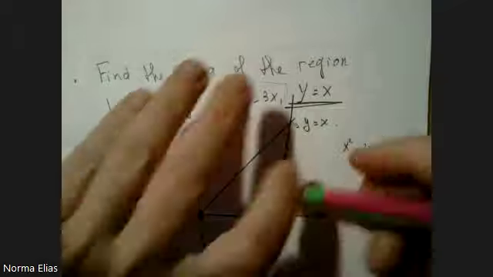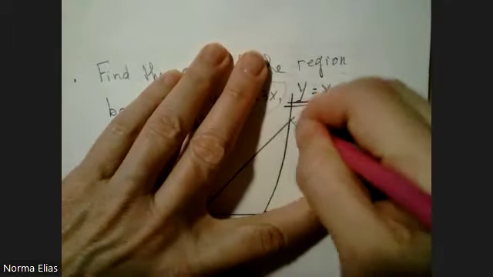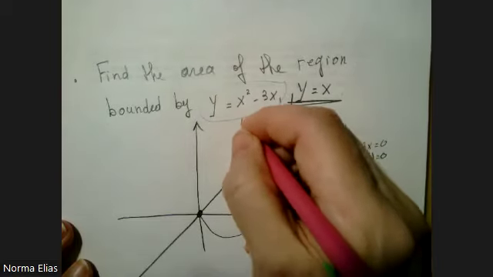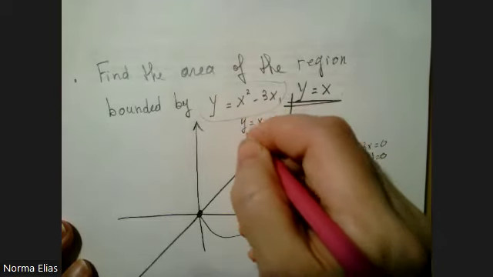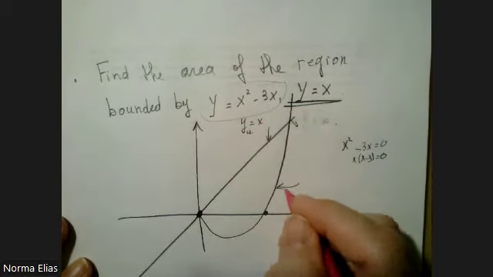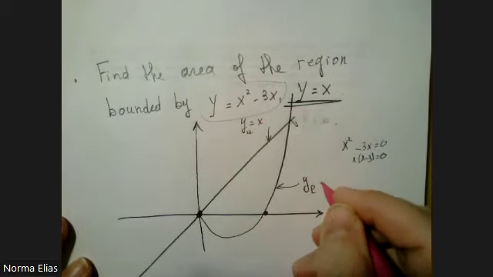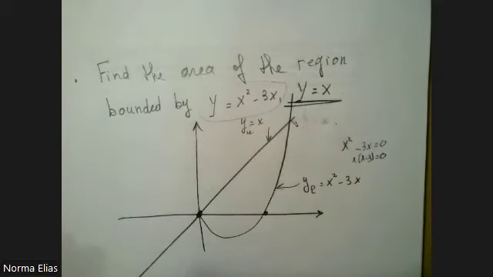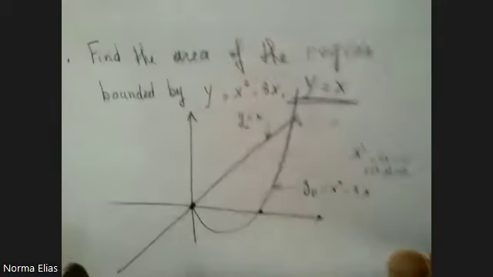So that's really my parabola. So step number 1, there is no step number 2, I mean, step number 1 is always to graph. So this gives me that this is y equal x. This tells me immediately that's my upper curve. And this is my lower curve, which is x squared minus 3x. So always step number 1, sketch and sketch.